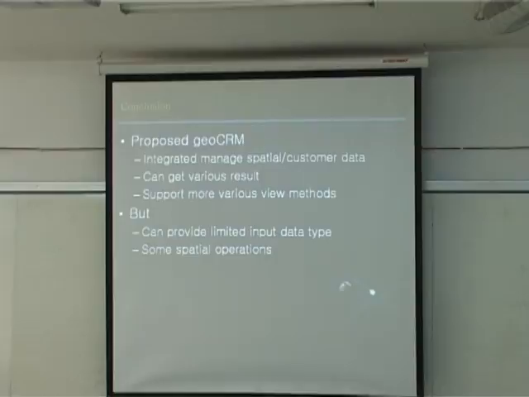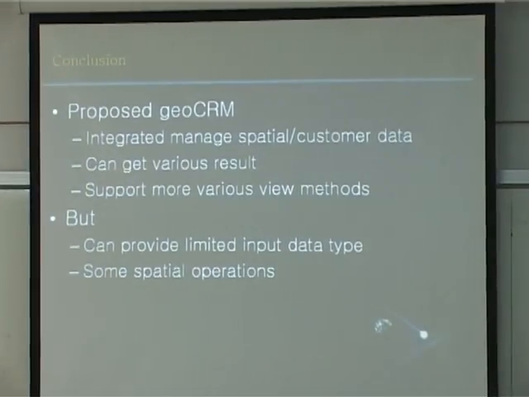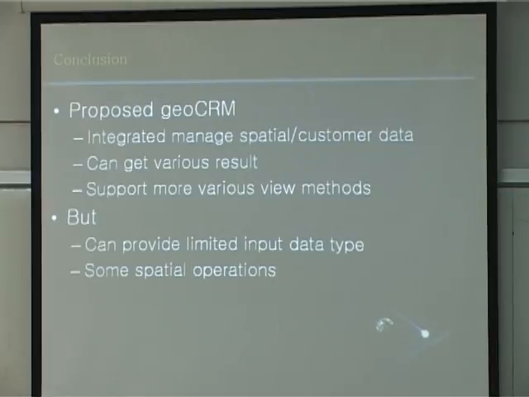So far, I explained our proposed GeoCRM systems. These systems have three characteristics. First, our systems integrate manager, spatial, and customer, non-customer data. Those customer data are non-spatial data and can get various result shows. And finally, they support various view methods.